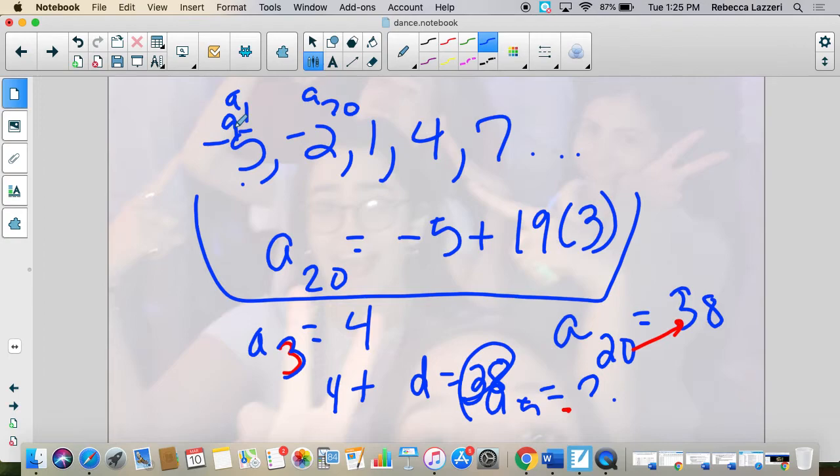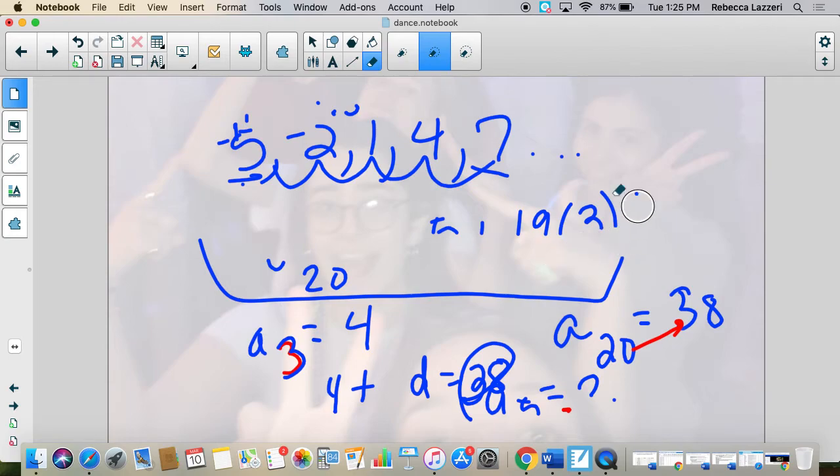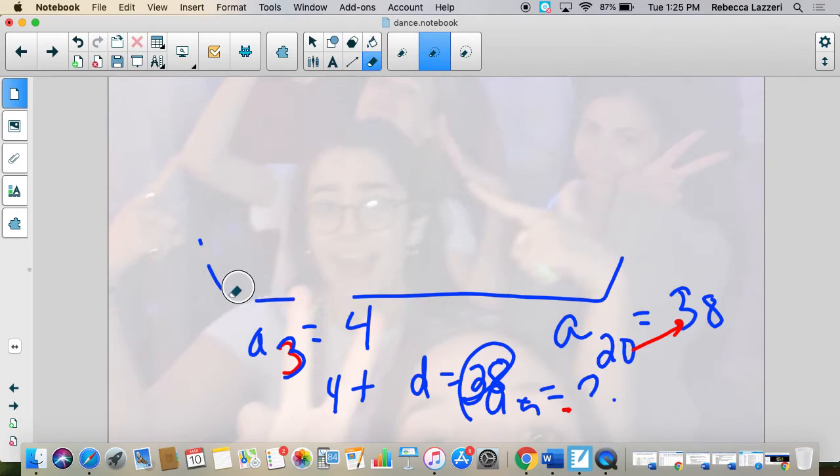To get from the first term to the 5th term, how many D's do you add? Wait, are we using this -5 and -2? No, I'm just pointing at this right now, okay? So let me erase this. Sorry. So I'll just write some bare bones facts up here without numbers, so it doesn't get confusing.